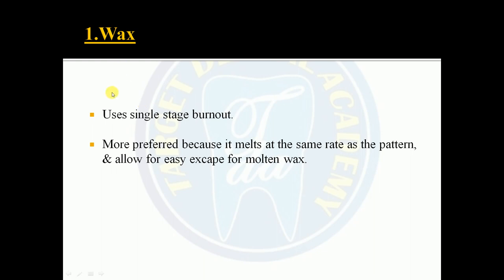First is the wax sprue. It is used as a single stage burnout. It is more preferred because it melts at the same rate as the pattern and allows for the easy escape for the molten wax.